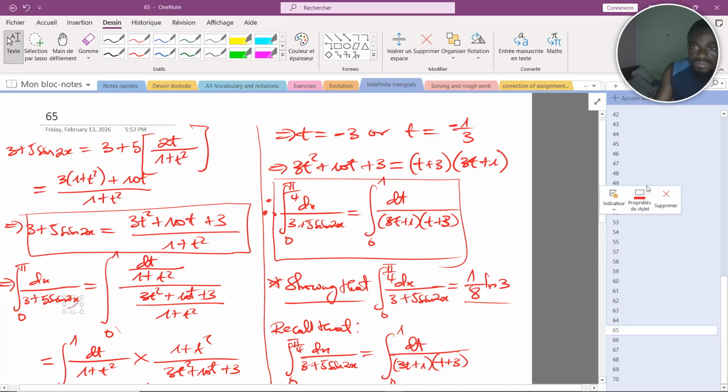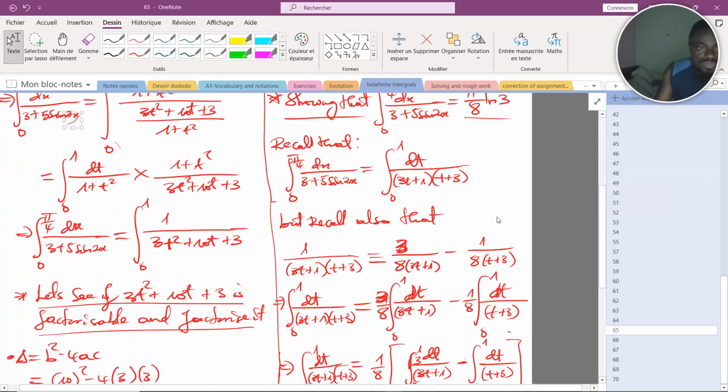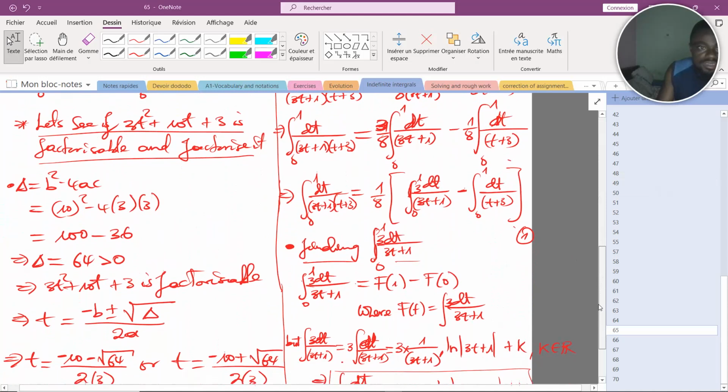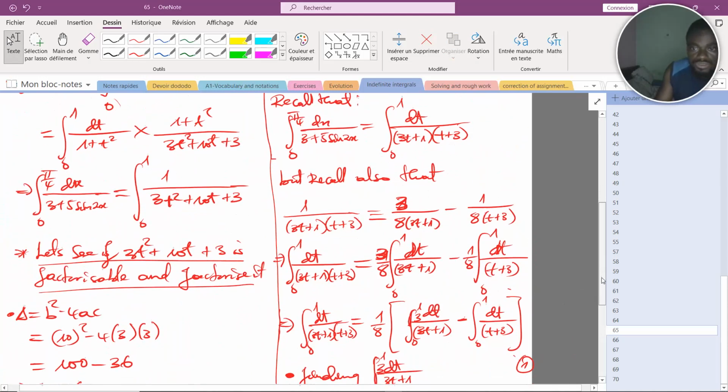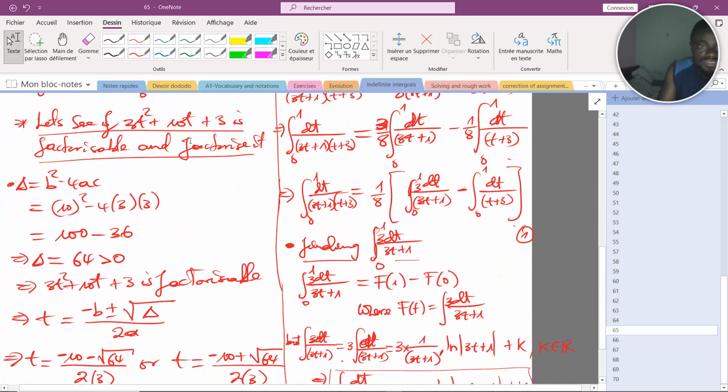Wait a minute. So from there we rearrange things. This would cancel with this, and I will be left with the integral from 0 to 1 of this, which will be equal to this. Now we have to check if this is factorizable and factorize it. So let's see if this is factorizable. I calculate delta, which is b squared minus 4ac. That will give 10 squared minus 4 times 3 times 3. So that will give delta equal to 64, which is greater than 0, implying this is factorizable.